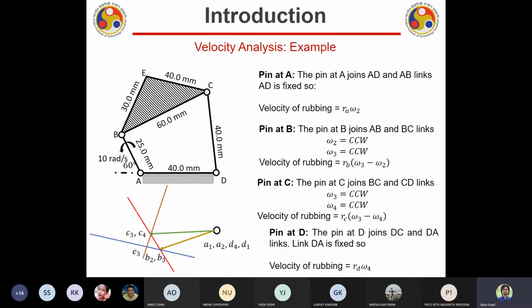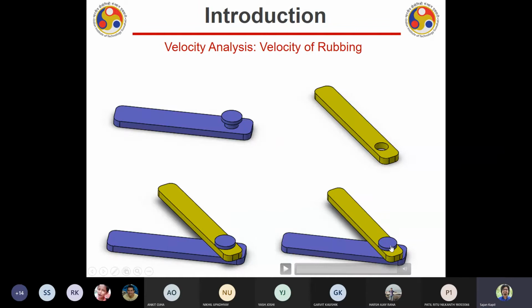How to find out? So for example, let me talk about pin A. The pin A, okay, and they all have some finite radius, right? It is not like they have zero radius. So for example, if the radius is R, okay, and this yellow color body is rotating with the angular velocity omega with respect to this blue link, maybe ground. I'm calling it ground right now. Okay, so what will be the maximum rubbing velocity? R omega, right?